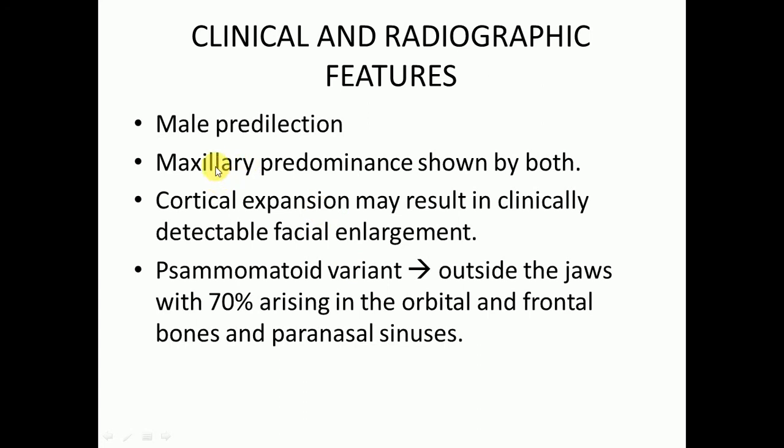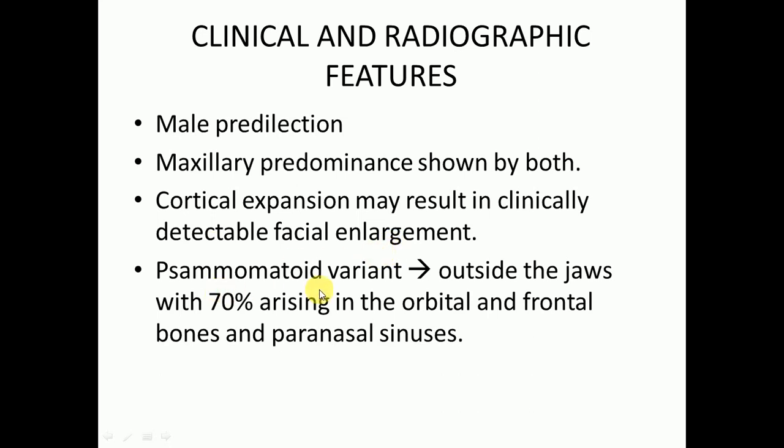There is a male predilection in the ossifying fibromas, and they are more commonly found in the maxilla, the maxillary jaw. Cortical expansion may result in clinically detectable facial enlargement. Juvenile ossifying fibromas are diagnosed on routine radiographic examination if they are small, but if they are large, they will cause swelling and detectable facial enlargement, and then we can go for the radiographic examination.